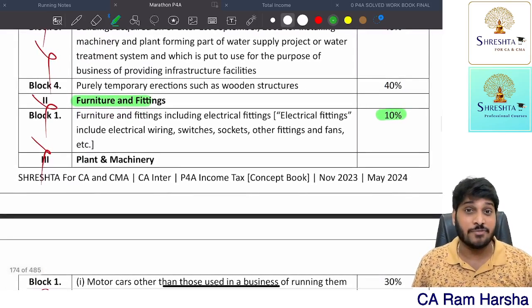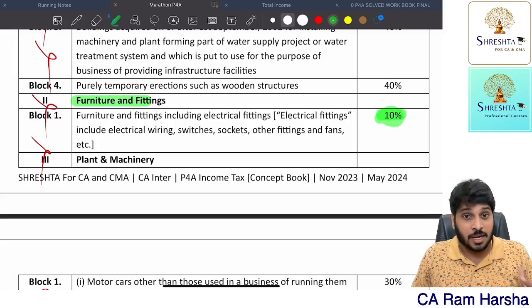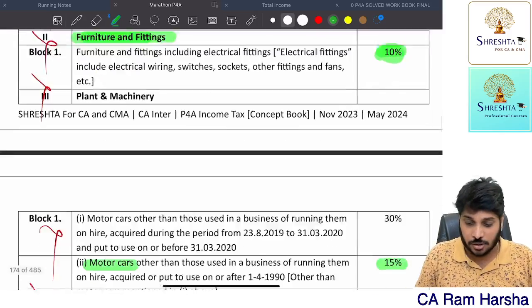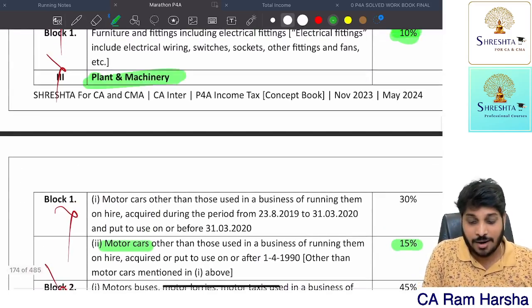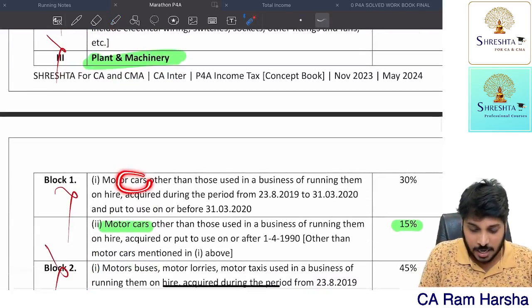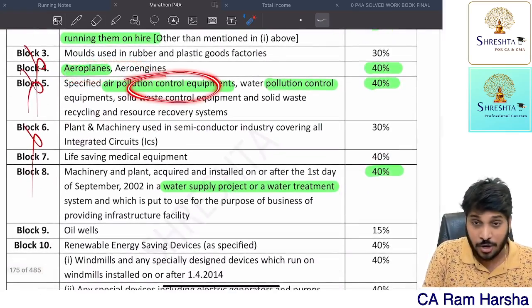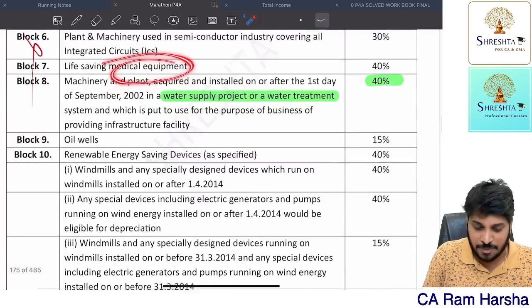Suppose I purchase any furniture, the rate of depreciation is 10% for furniture, but furniture does not come under building. So I have to create a separate block for furniture. Very good. Next, all remaining assets are called plant and machinery. You see what all there is in plant and machinery? Cars are plant and machinery. Bus is plant and machinery. Aeroplane is plant and machinery. Pollution equipment, plant and machinery. Medical equipment, plant and machinery.